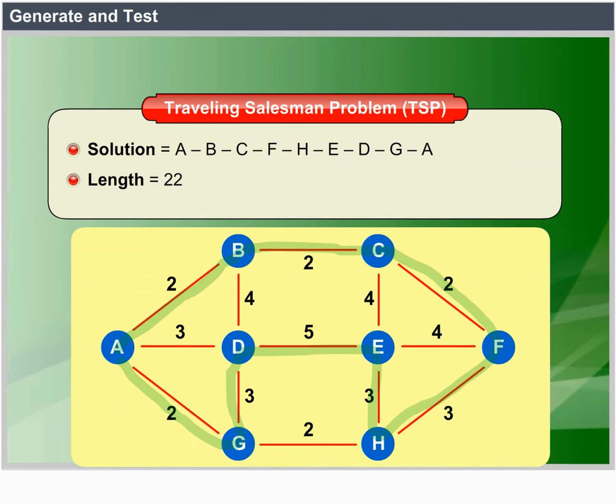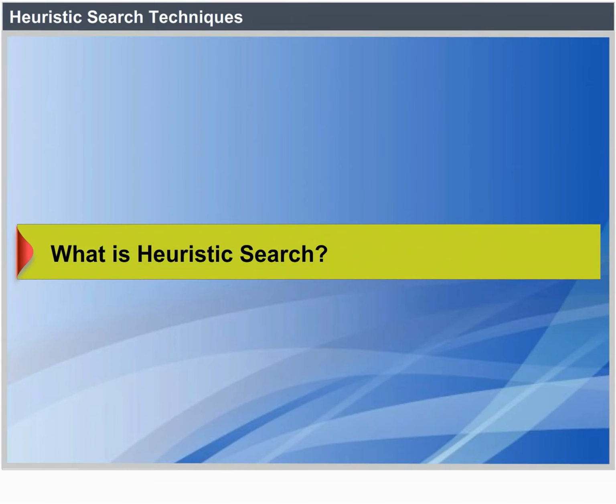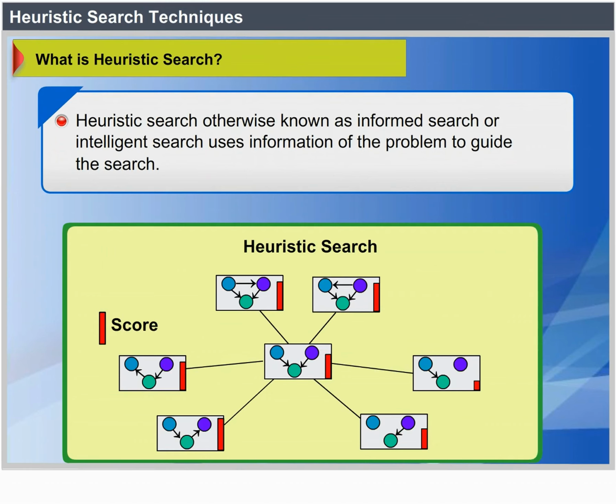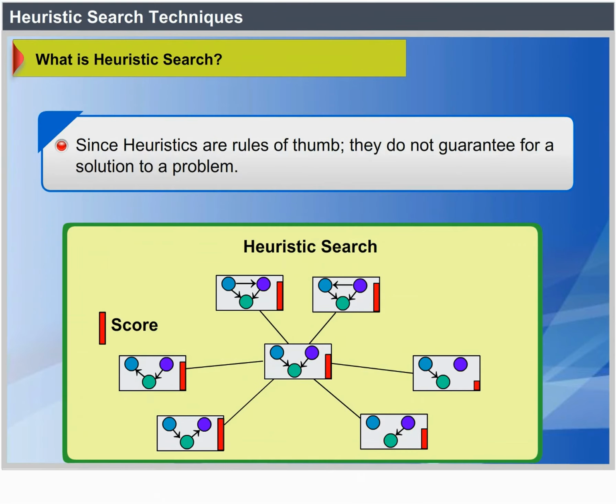Heuristic search techniques. What is heuristic search? Heuristic search, otherwise known as informed search or intelligent search, uses information about the problem to guide the search. Typically it guesses the distance to a goal state and is therefore efficient, though the search may not always be possible. Since heuristics are rules of thumb, they do not guarantee a solution to a problem.